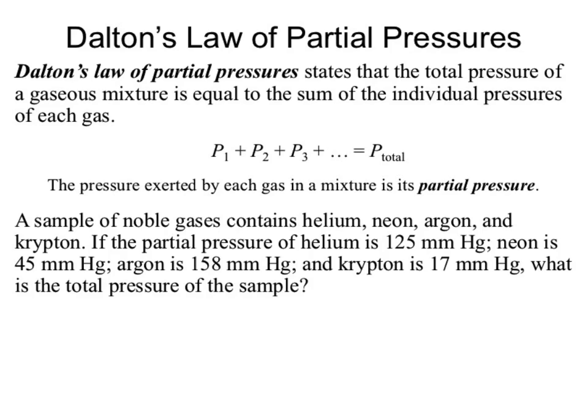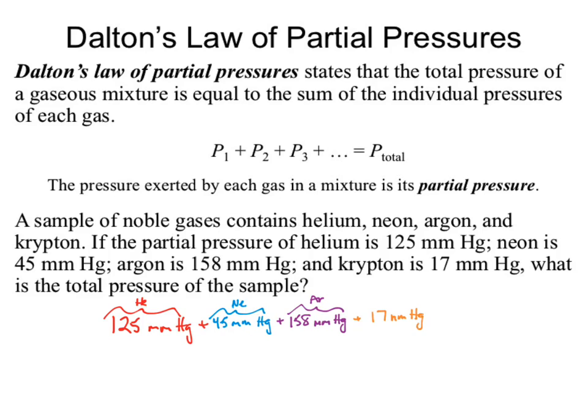Right? So we would take 125 millimeters of mercury for helium, plus 45 millimeters of mercury for neon, fair enough, plus, oh my gosh, why couldn't I just pick 3 gases? Millimeters of mercury for argon, plus 17 millimeters mercury for krypton. What is the total pressure of the sample?